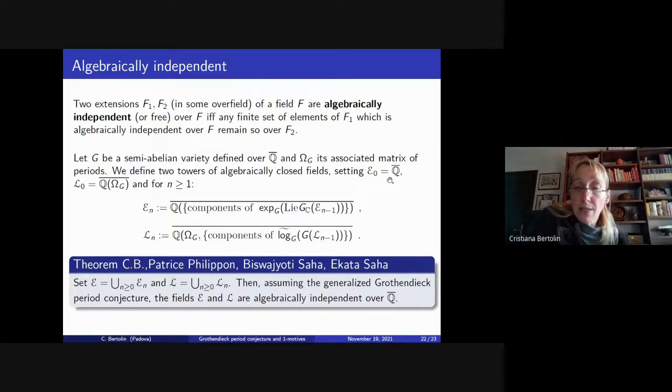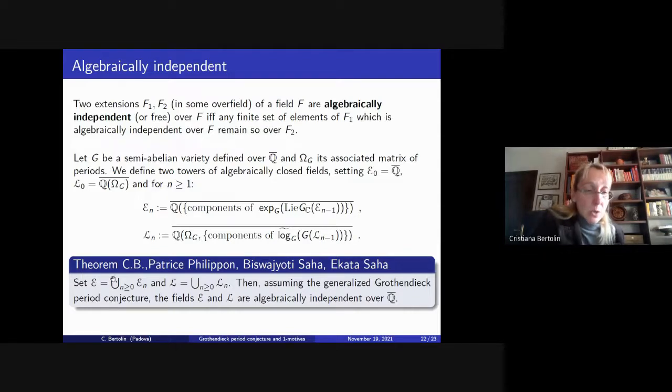The first one: we start with E0, which is just the algebraic closure of Q, and then we construct En using the components of the exponential of the points living in Lie G, the Lie algebra of G, evaluated in E_{n-1}. Then we construct the tower L. So L0 is the algebraic closure of the field generated over Q by the periods of G. And then Ln is the field generated by the periods of G and the components of the generalized logarithms of points living in G(L_{n-1}). And with Patrice Philippon and Sanoli Gun and Biswajyoti Saha, we have shown the following result.